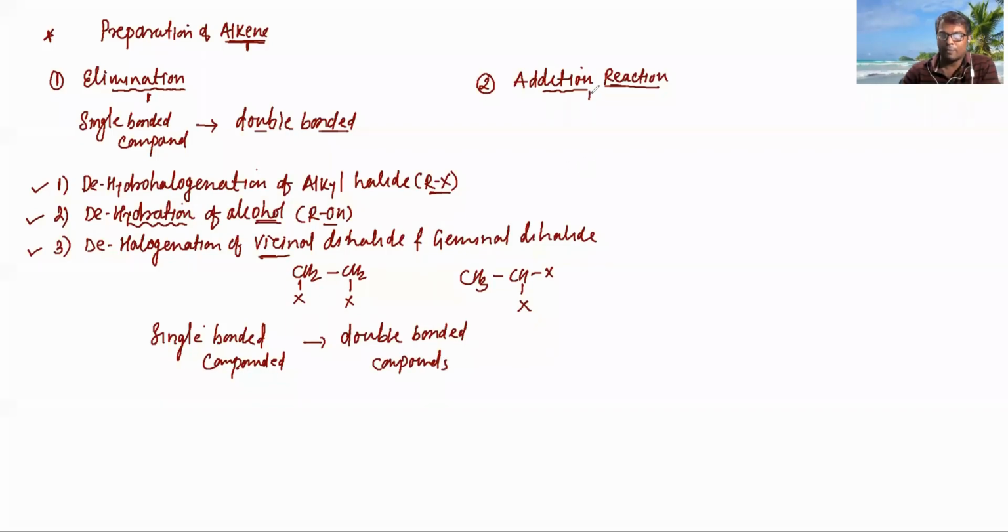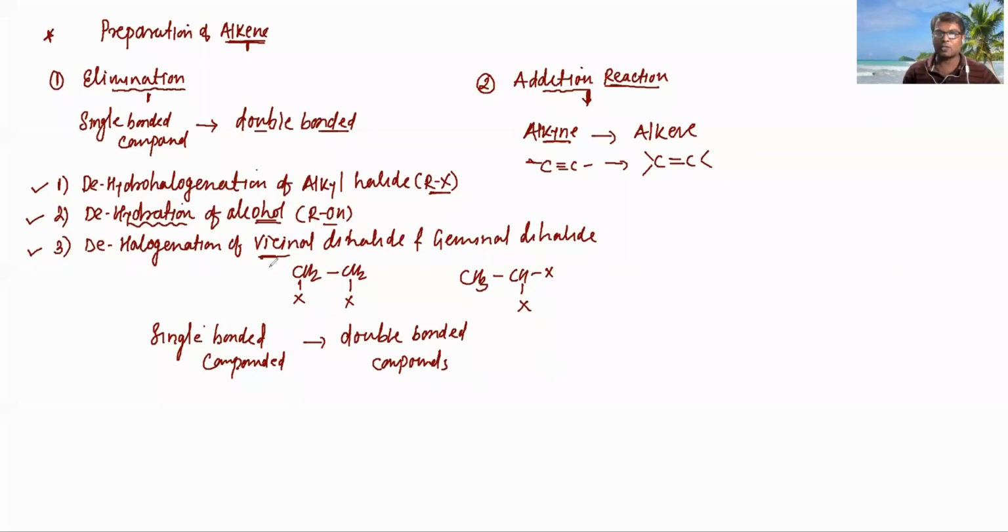Now, by addition reactions, we also prepare the alkene. For that we need a more unsaturated compound than the alkene, that's why we prepare the alkene from alkyne. Here triple bonded compounds are converted into double bonded compounds, and that is done by using the selective reduction method. This is one of the methods by which we prepare the alkene.